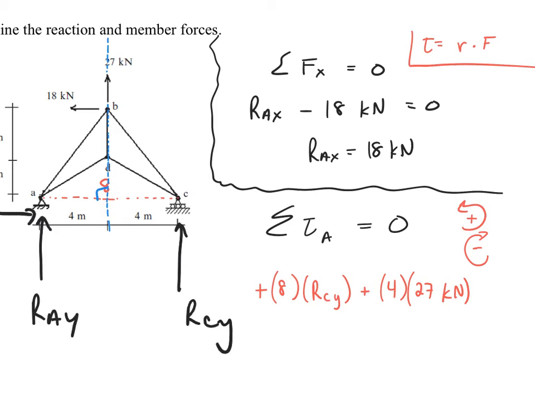8 comes from this distance right here. RCY acts a distance of 8 meters from the pivot. But 27 kilonewtons acts at a distance of 4 meters from the pivot. It's always back to wherever you pivot. The pivot point is A. The pivot point will always be the fixed end with 2 of these values on it.